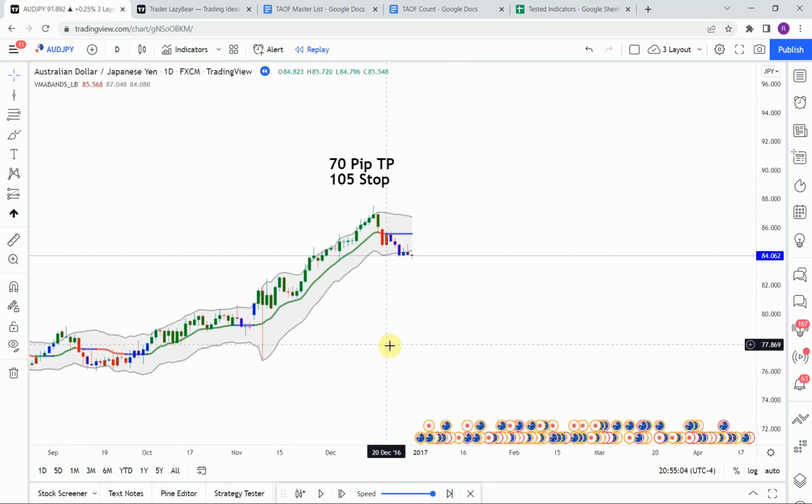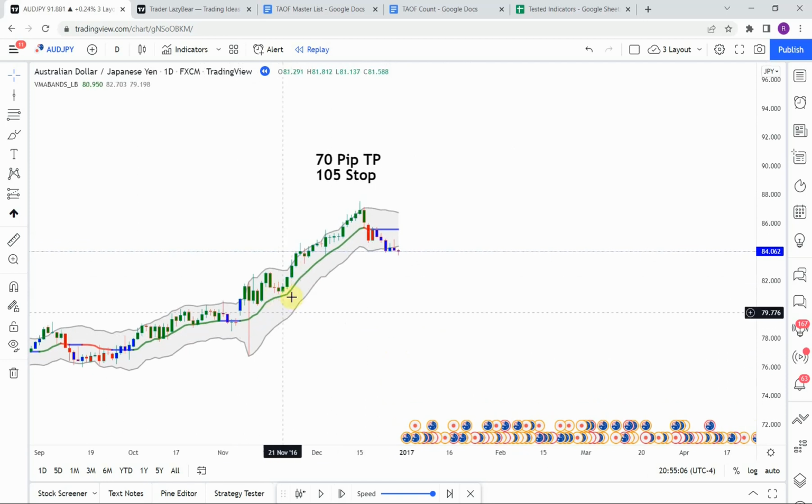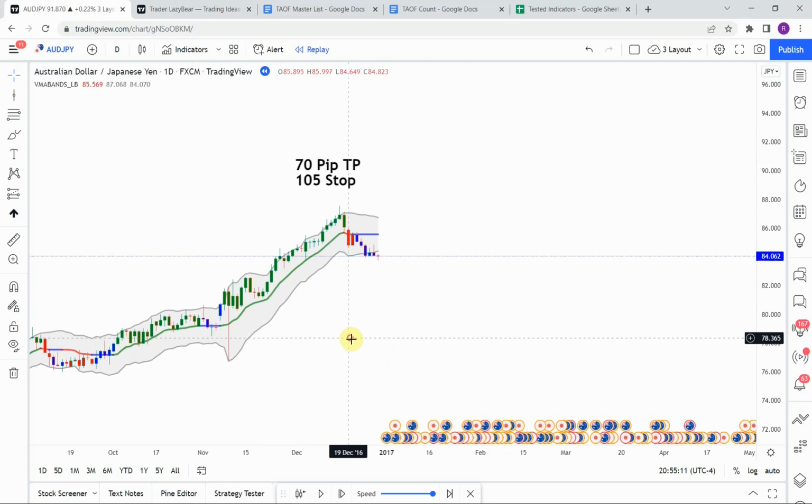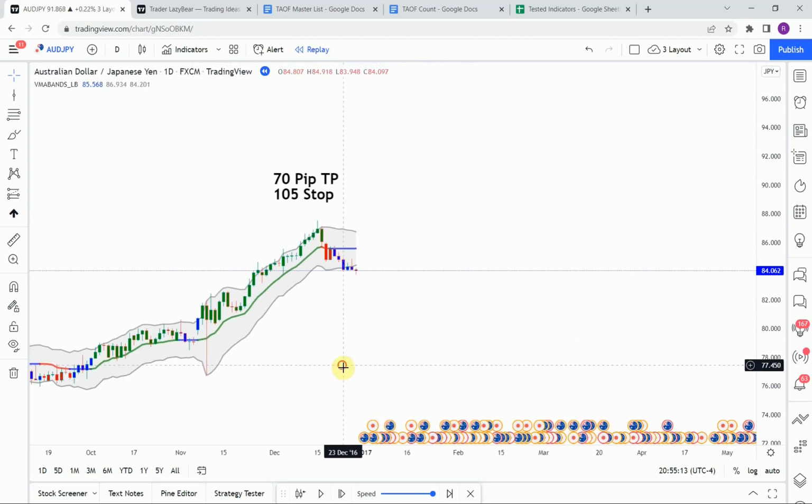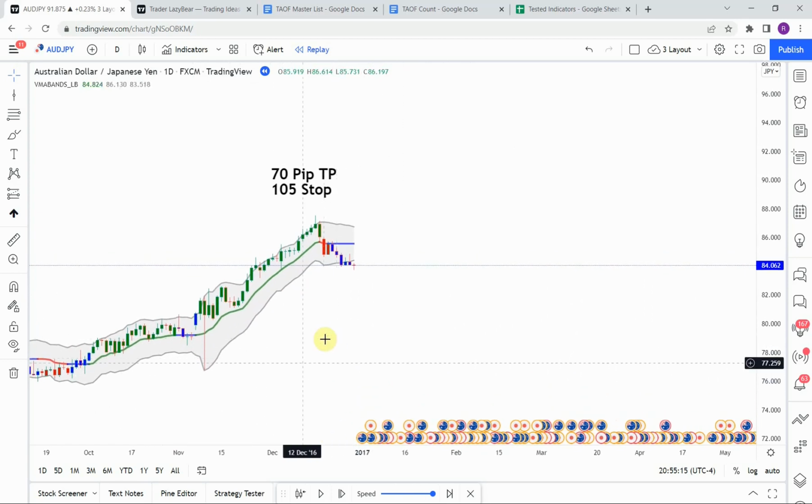So that will give us a little bit of buffer, a little bit of breathing room here, so that we don't get whipsawed in and out of trades one right after another. Let's go ahead and try it this way and see what we can get out of it.